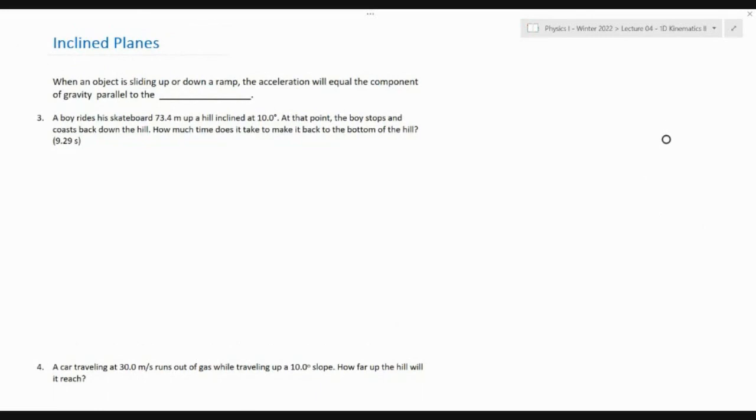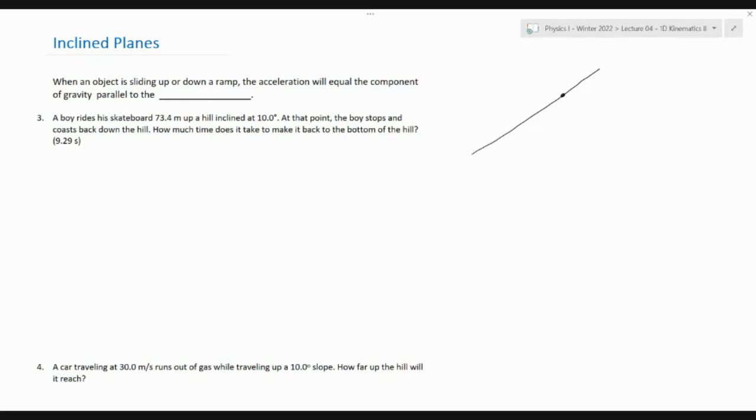All right, inclined planes. All right, so if an object is sliding up or down a ramp, so let's say we have a ramp over here, and we have an object on the ramp, and it's sliding up the ramp or down the ramp, okay? Acceleration is due to gravity still, right? Because we're going to assume in this case there's no friction or anything. Gravity is still the force that's acting on the object that's making it move.